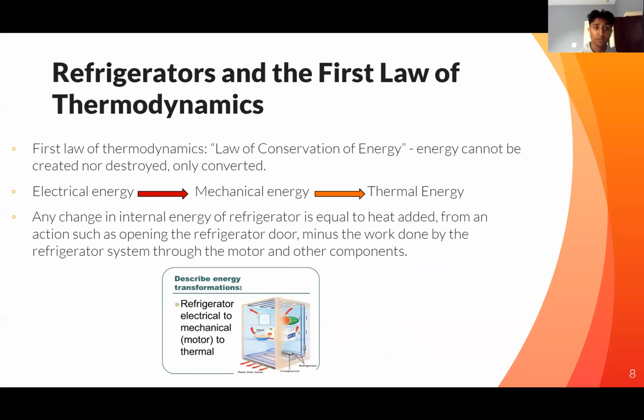So the first law of thermodynamics, otherwise known as the law of conservation of energy, basically states that energy cannot be created nor destroyed, only converted. So in a refrigerator, electrical energy is first converted into mechanical energy by a motor. The motor drives a compressor, and this compressor then heats the refrigerants. Mechanical energy is converted to thermal energy in this process. So it goes from electrical energy to mechanical energy to thermal energy. Any change in the internal energy of the refrigerator is equal to the heat added from an action such as opening the refrigerator door minus the work done by the refrigerator system through the motor as well as other components.